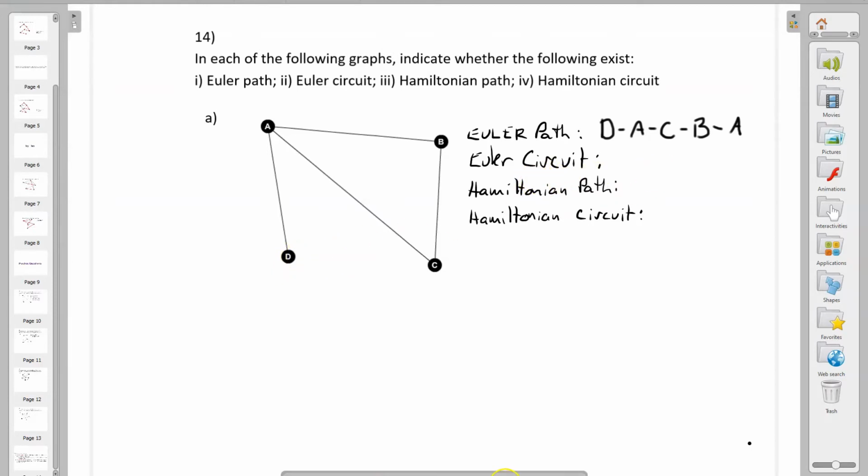Now, how about a Hamiltonian path? For us to have a Hamiltonian path, the path has to go through every vertex once and only once. And as we've already discussed, there's no easy way of finding out if a Hamiltonian path exists. We just have to do some trial and error. I'm going to start at D and go to A, C, and B. I've gone through every vertex exactly once, so I have a Hamiltonian path.